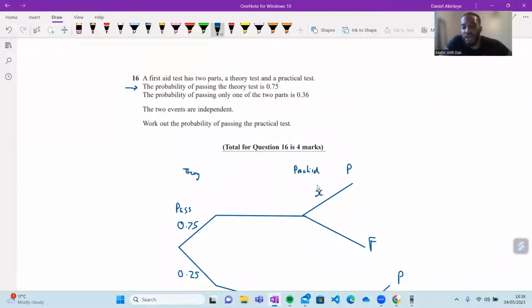Now, if the probability of me passing the practical test is X, what would the probability of me failing the practical test be? What would go here?